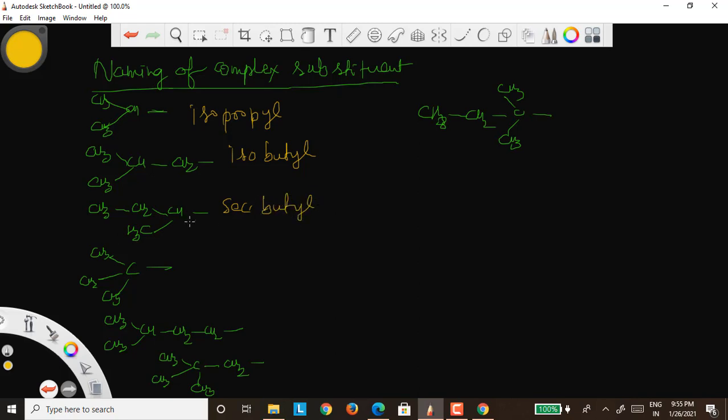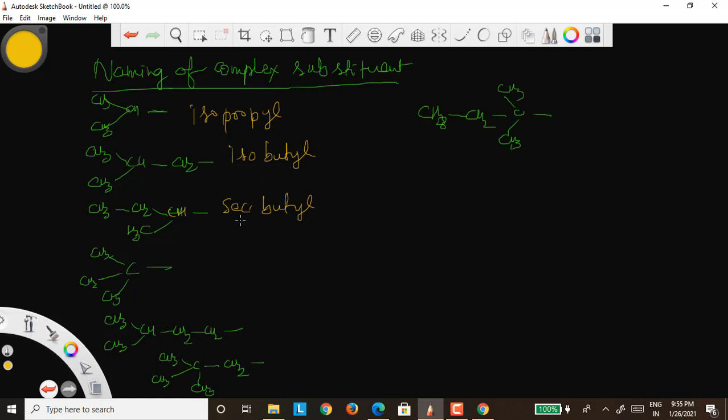How to remember? Whatever CH is there, CH is connected to two carbons. So wherever CH is there, that is connected to two carbons, so this is called secondary butyl. But if CH2 is connected to one carbon, this is isobutyl group.